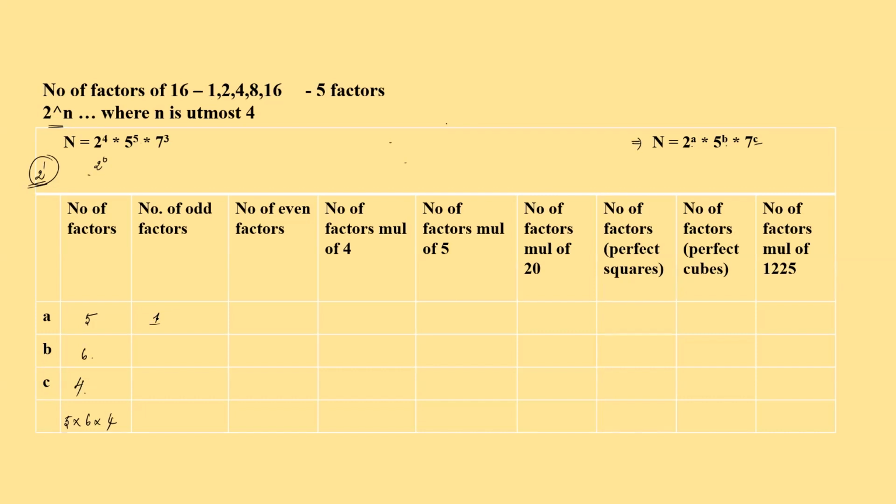Now, is there any constraint on the powers of 5? No. And is there any constraint on the powers of 7? No. So I can say that here 5 powers, B can take values from 0 to 5, 6 values. Similarly, C can take from 0 to 3, that's going to be a total of 4 values. So the number of odd factors of this number will be 1 into 6 into 4.